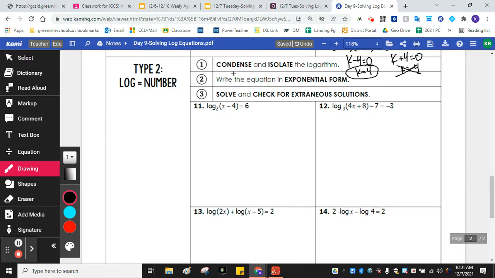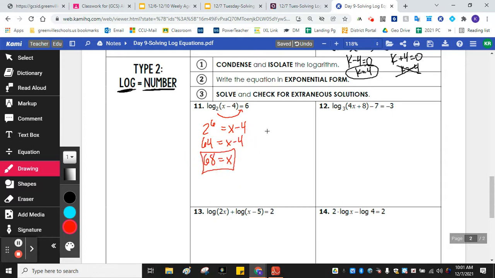The second type of question is condensing and isolating logarithms. So if there's one log on one side and then a number on the other, after you condense it to one log, then you write it in exponential form, solve your equation, and check for extraneous solutions. So it is one log, so write it in exponential form. 2 raised to the 6 equals x minus 4. 2 to the 6 is 64. 64 equals x minus 4. Add over 4: 68 equals x.